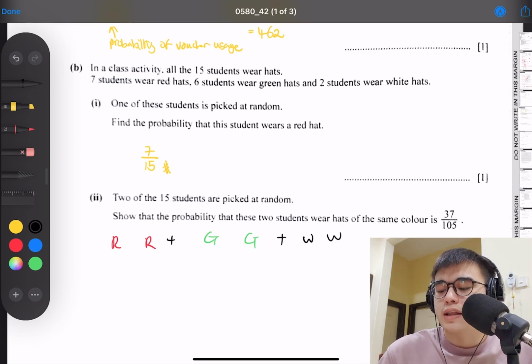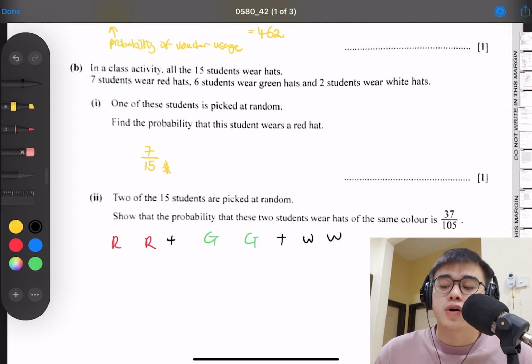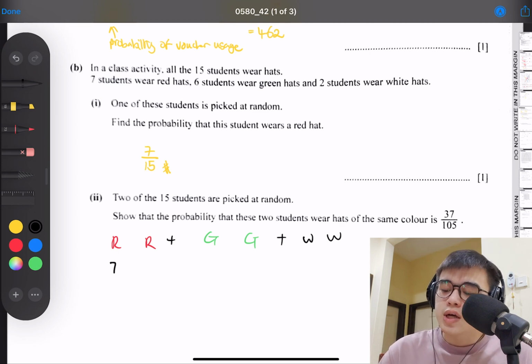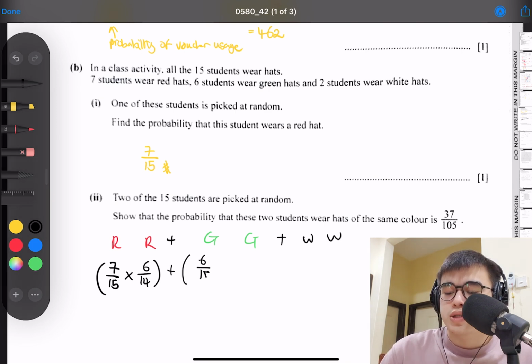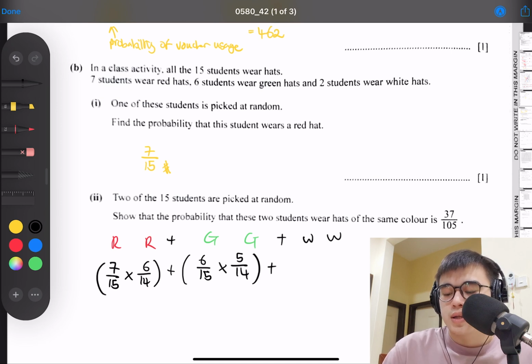The reason why I list them all down is because all of them have 2 and above. So it is one of the possible scenarios that could happen. First of all, I will be keying 7 over 15 times 6 over 14. Both the numerator and denominator will decrease when I go through the second draw. While this, on the other hand, will be 6 over 15 times 5 over 14. Then the last part will be 2 over 15 times 1 over 14.